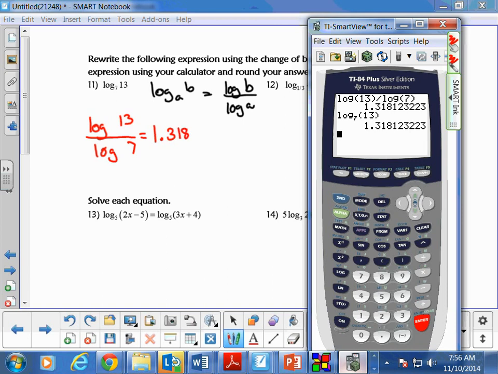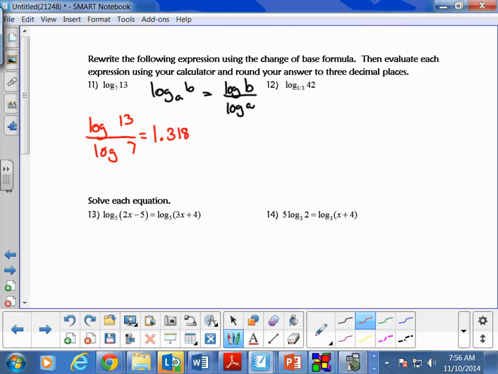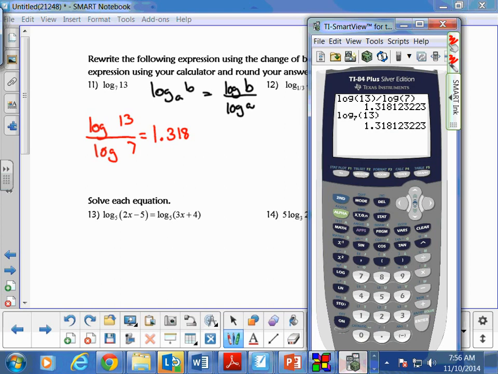Okay, let's do the same thing with the next one. Same concept: log of 42 divided by log of 1 divided by 3. I put in parentheses because that's how you want to put it in your calculator. I think it kind of has you do it automatically.